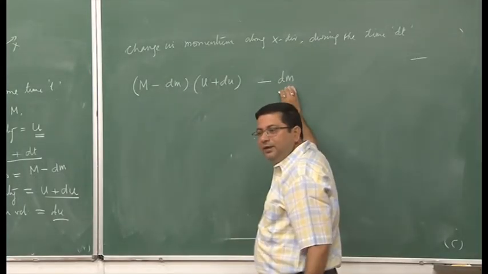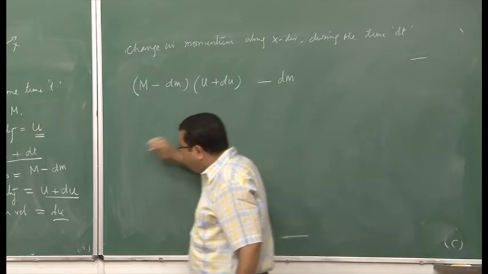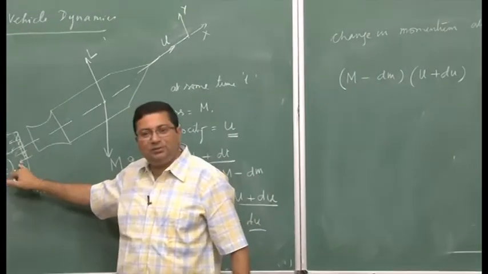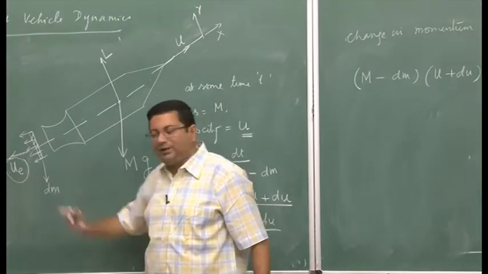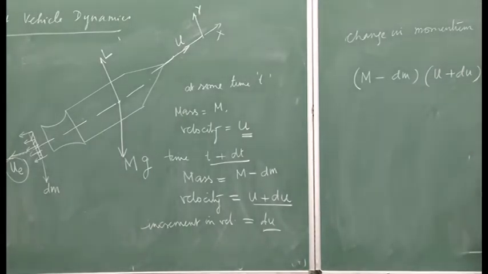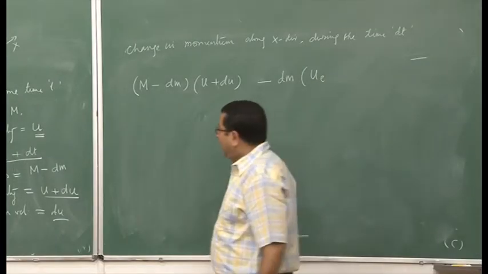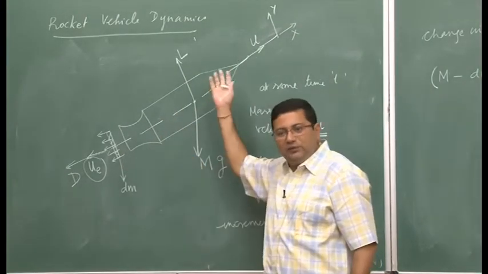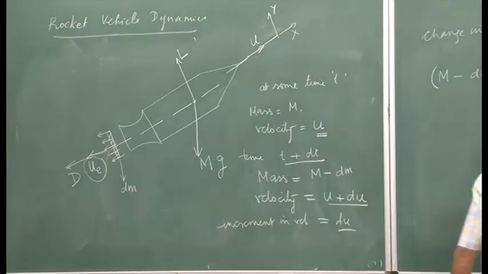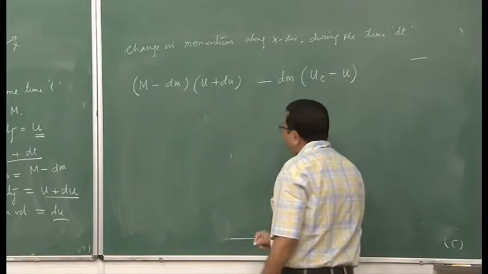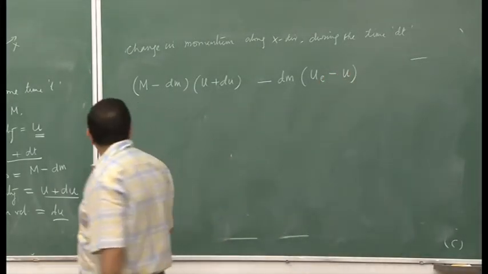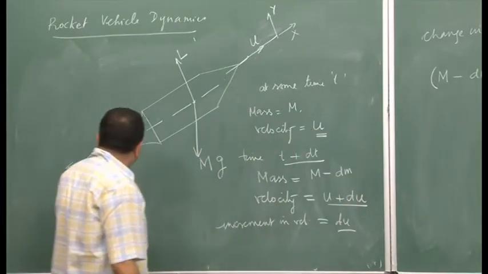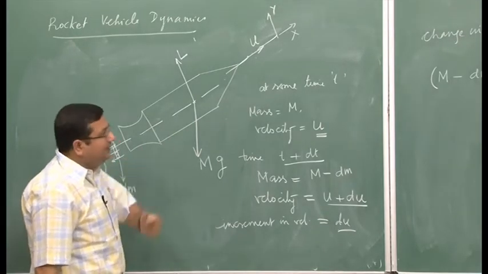During this time, what is the velocity of this small mass at time t plus dt? This is equal to the exit velocity, because this is the velocity with which it has come out, right. So, this is the final momentum, and at time t, what was the velocity of this small mass? u, because it was moving with the vehicle, right. So, therefore, this is equal to minus dm times (u_e minus u). So, this is the change in momentum of this small mass which was inside.